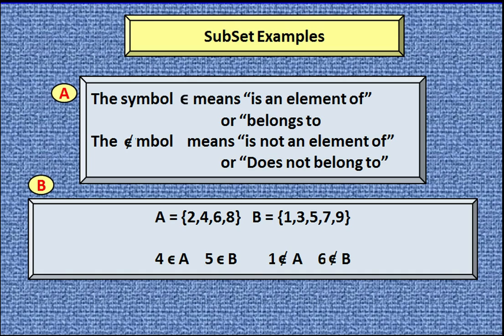Let's examine an example that states the relationship between some sets and their contents. The symbols for indicating whether or not some elements belong to others are summarized at A. An example of the use of these symbols is shown at B. Set A has the elements 2, 4, 6, and 8, and set B has the elements 1, 3, 5, 7, and 9.